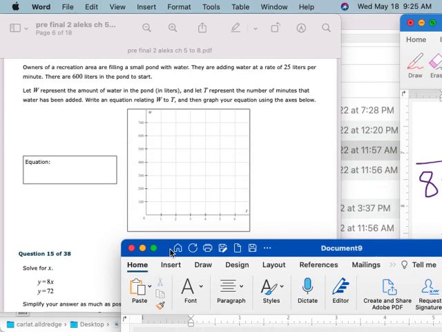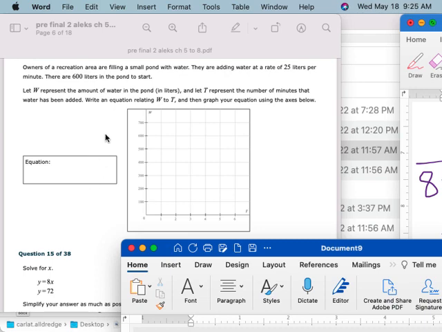Owners of a recreation area are filling a small pond with water. They are adding water at a rate... Who is making that noise? Is that Kira or Everly? Everly. Okay, you're about to get a detention. I'm tired of the noise going on during the video. Can you hear the tension?